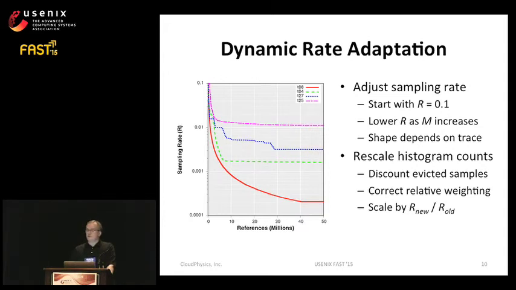As the rate is reduced, samples are evicted to bound the size of the sample set, so we need to rescale the weight of older samples. Essentially, an earlier sample taken at a higher sampling rate is worth less than one taken later at a lower rate. We perform a rescaling operation cheaply and incrementally. Again, please see the paper for details.